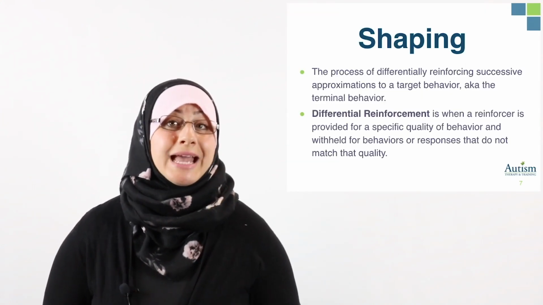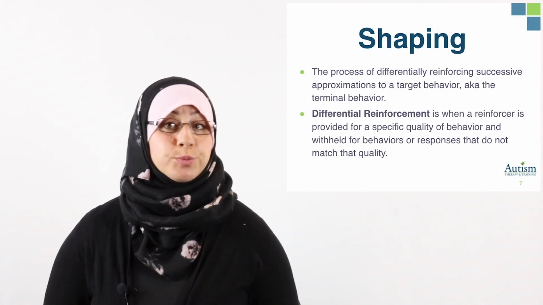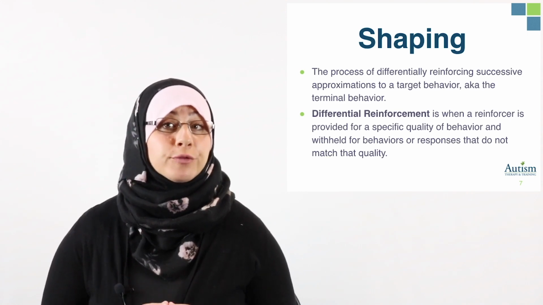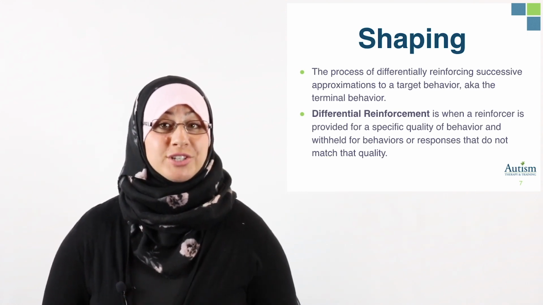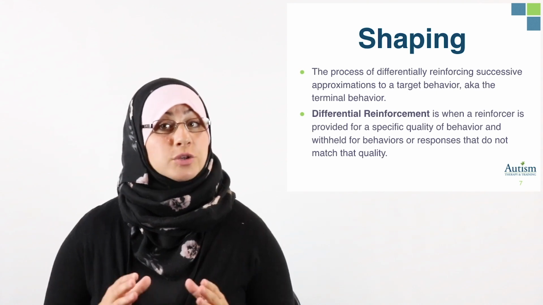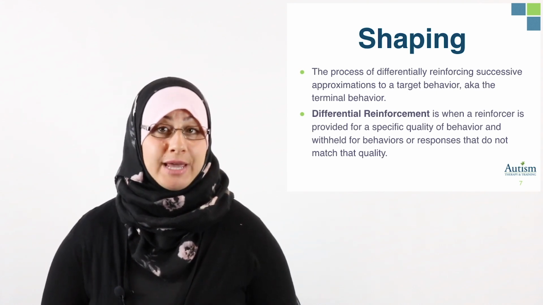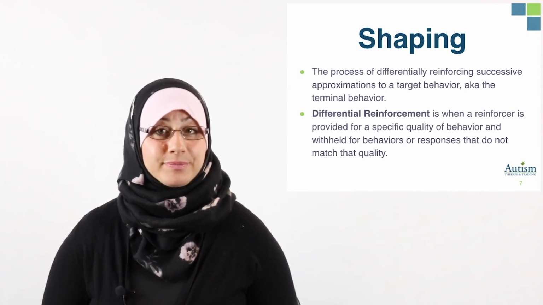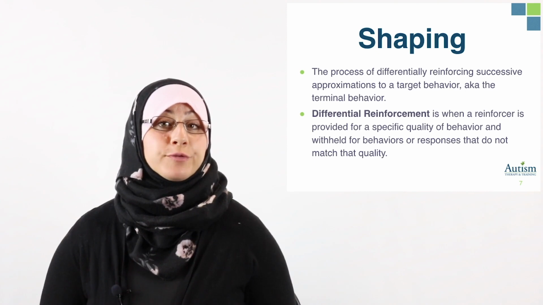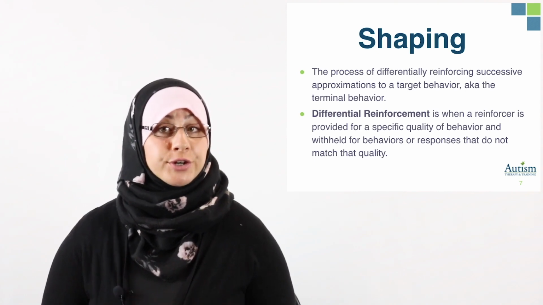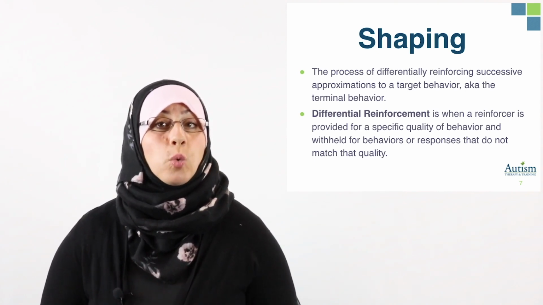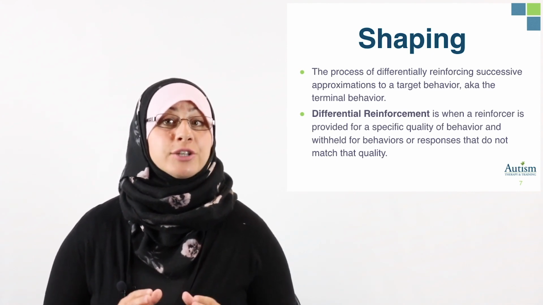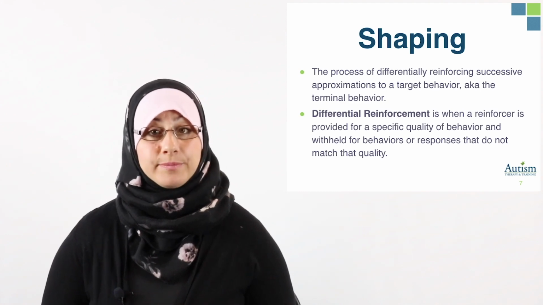So what is shaping and how can we use these procedures to improve behaviors? Shaping is the process of differentially reinforcing successive approximations to a target behavior, also known as the terminal behavior. Now that's a mouthful. What does that mean? Differential reinforcement is when a reinforcer is provided for a specific quality of behavior and withheld for behaviors or responses that do not match that quality.